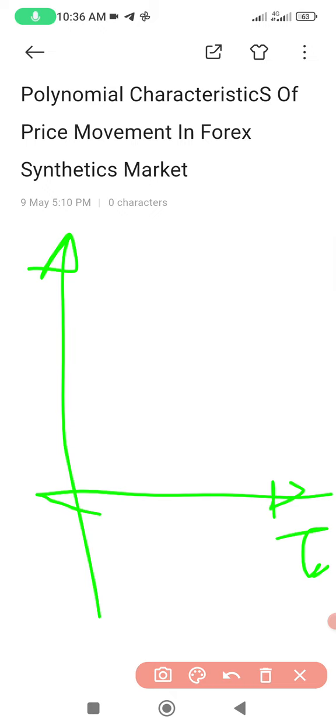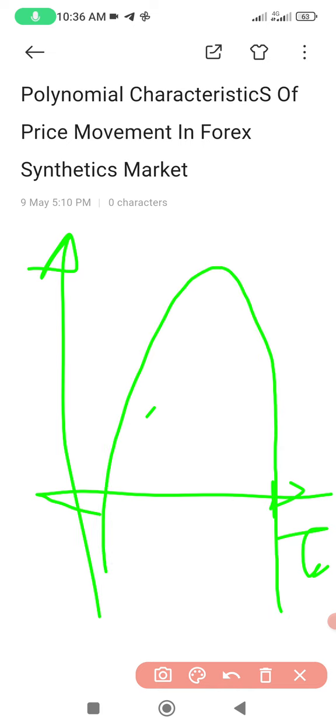Let's have a price. We are going to ignore that price moves on a straight line, even though it doesn't actually move on a straight line. But to make things simple, we take it to move on a smooth curve, without rise and fall, but it just maintains a line of symmetry. So we can have a price movement on a positive quadrant that goes like this and falls like this. So this is a quadratic curve.